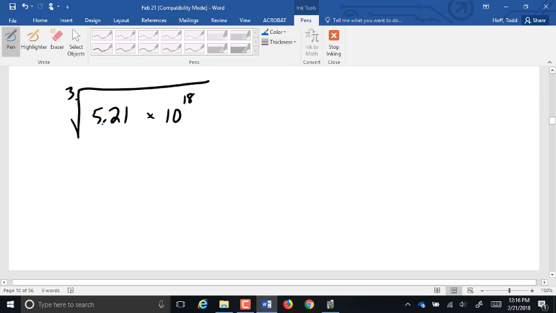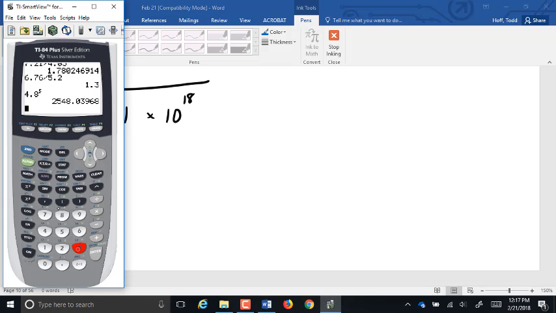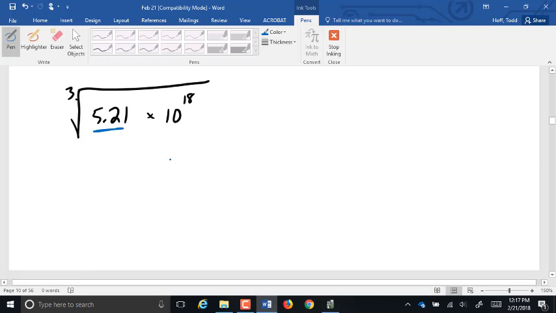So again, we have to split it up. We're going to do the root of the 5.21. So the third root of 5.21, each of your calculators will have a different way of entering this, is 1.73, we'll call it for now.